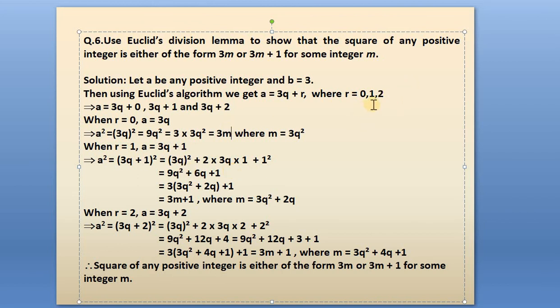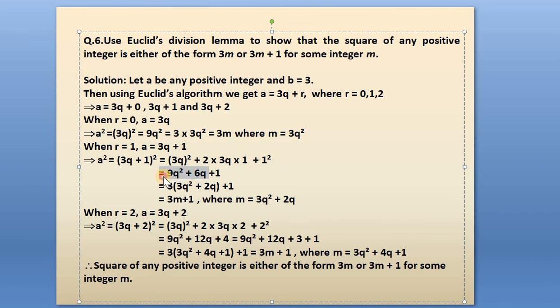Now let's go to the second part, that is when the remainder is 1, a is equal to 3q plus 1. If you square it, a square is equal to 3q plus 1 whole square. We know that this is of the form a plus b whole square, which is a square plus 2ab plus b square. That is 3q whole square is 9q square, 2ab, 2 into 3q into 1, that is 6q, plus 1. That is 9q square plus 6q plus 1. Now, this we have to make in the form of either 3m or 3m plus 1.